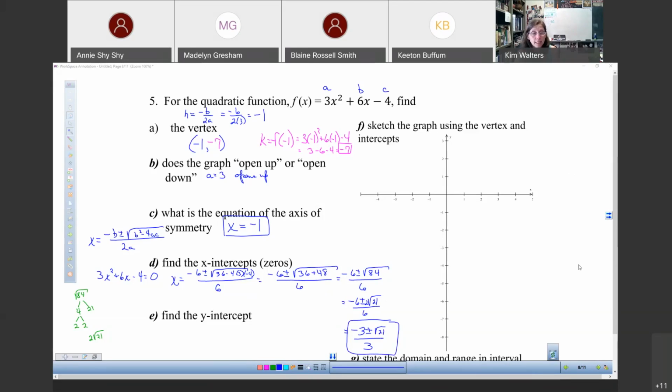One's going to be positive. Looks like one's going to be positive. One's going to be negative. We'll still be able to sketch the graph. Okay. I know that was really messy, but it's okay. It was a great review.